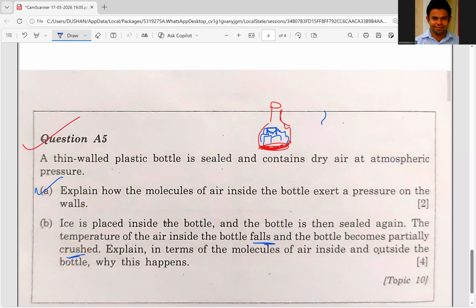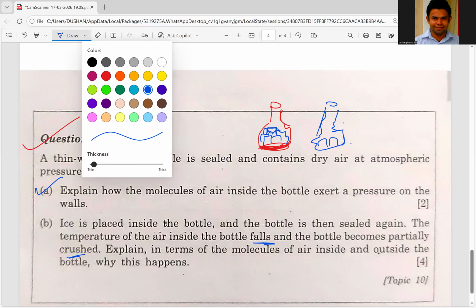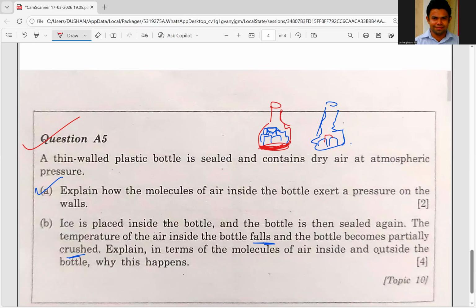Right. Explain in terms of the molecules of the air inside and outside the bottle why this happens, why the bottle gets crushed. Anybody? That happens due to the pressure difference, right? High pressure outside, low pressure inside. So a higher force outside causes the bottle to be crushed.